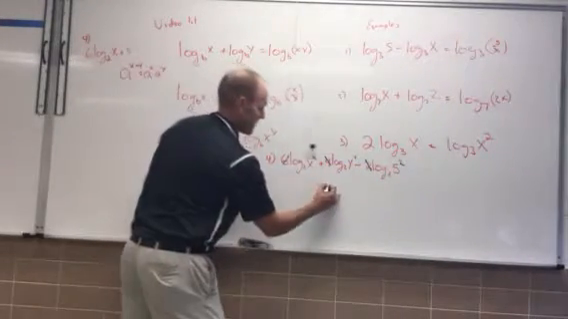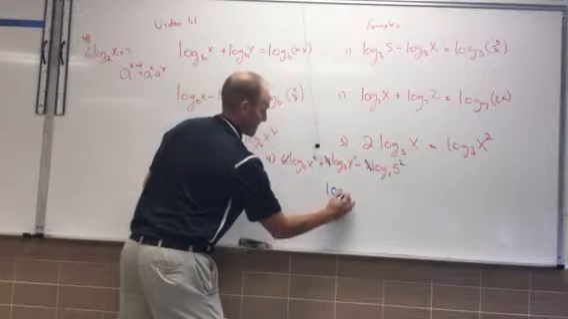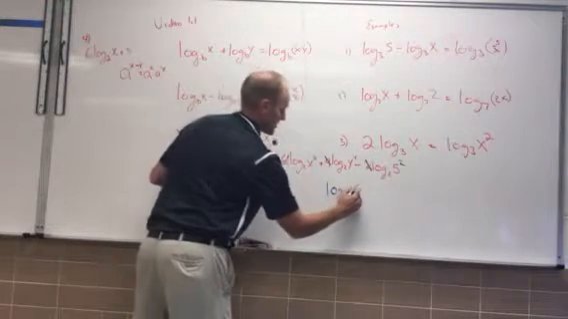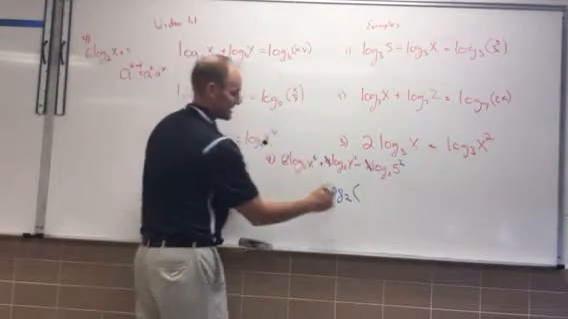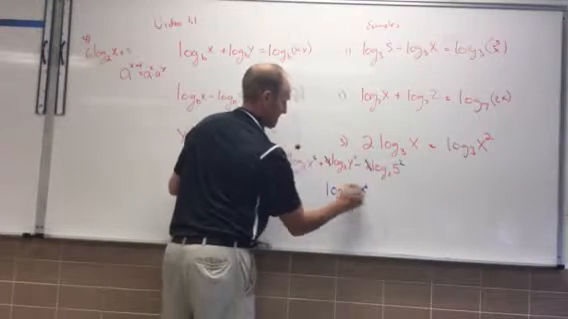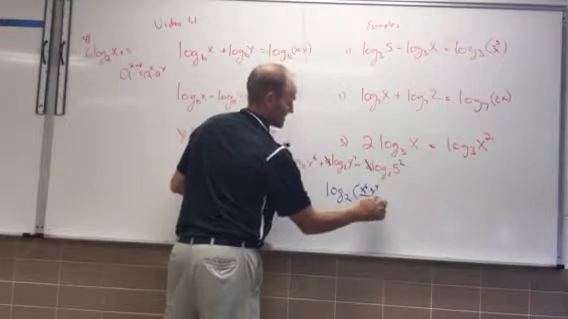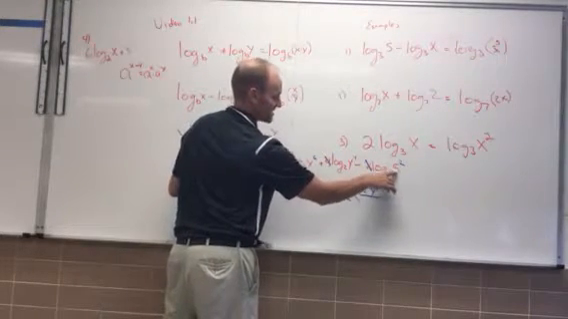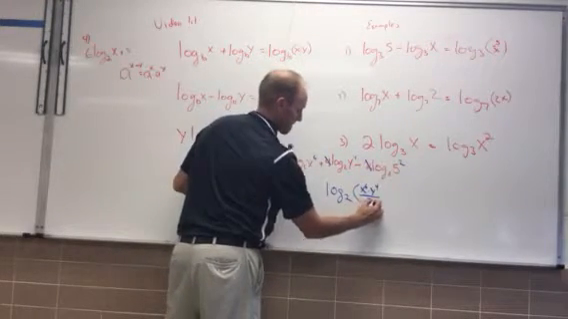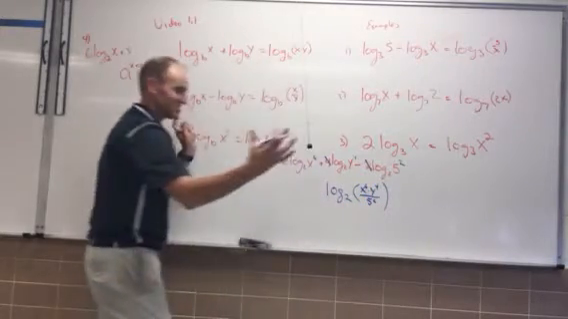So I do log base 2, and now the things I'm multiplying will be x to the 6th and y to the 4th. And what gets divided is what I'm subtracting, which in this case is 5 squared. And that's just condensing it.